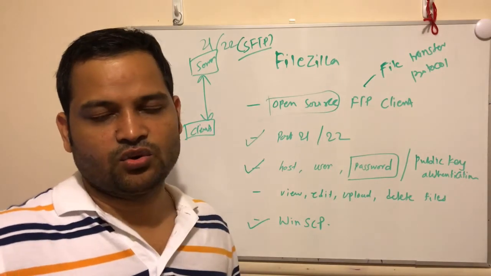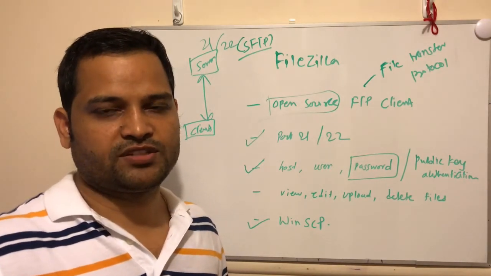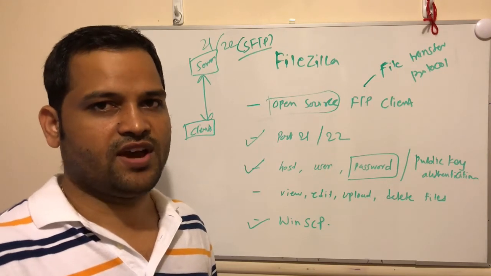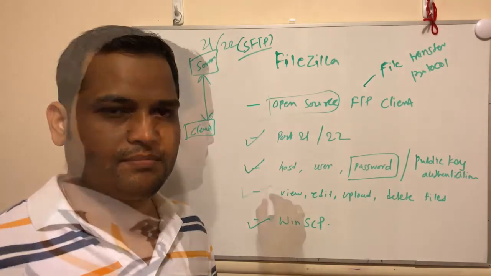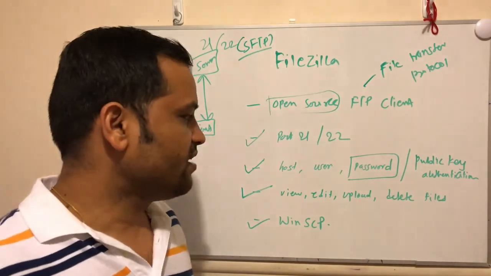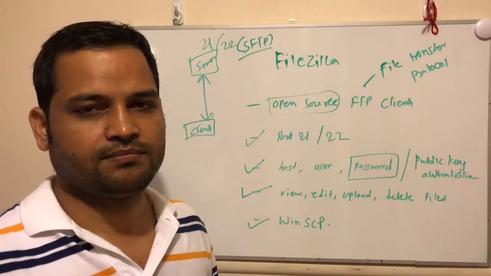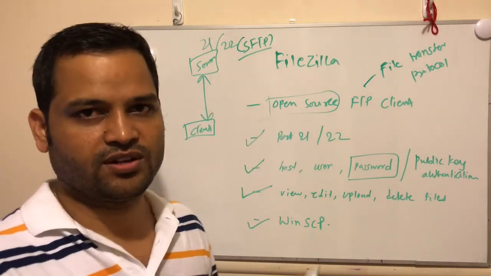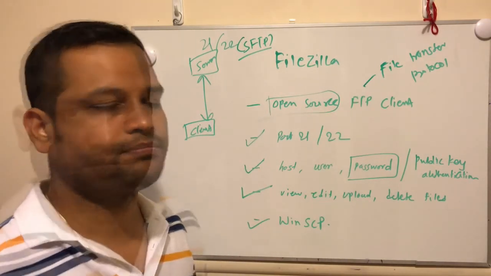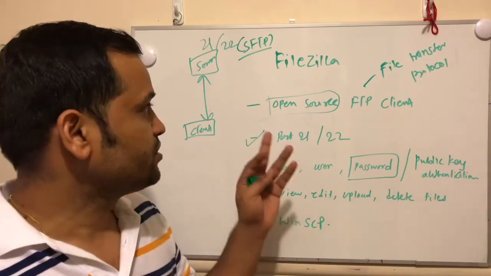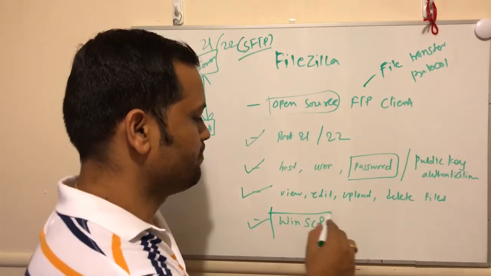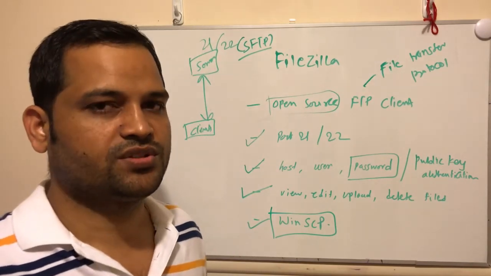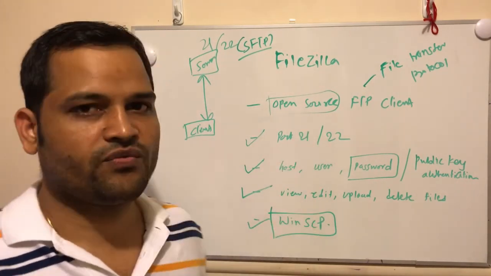You will see on the computer how to connect to a specific host or FTP server and then transfer the files. Once you are connected, you can view, edit, upload, and delete files on the server. You can upload files from the local system, or client, to the server, or you can download files from the server, vice versa. Some alternative software for Filezilla is WinSCP. This is another popular FTP client that you can use. If you do not like Filezilla, you can go for WinSCP.